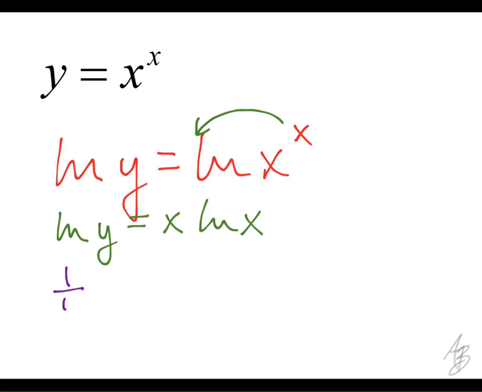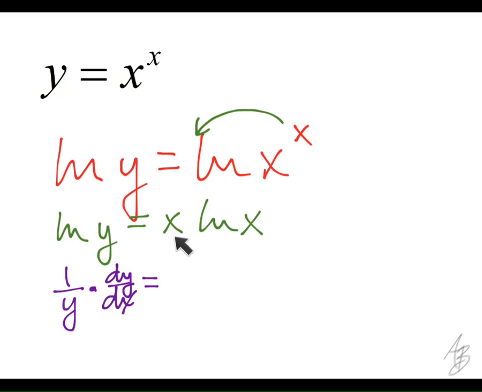It's going to be 1 over y times dy/dx. Yeah, we could throw 1 in there also if you wanted. But since we're taking the derivative of y with respect to x, we have to multiply by dy/dx. That's the key to implicit differentiation, right? And that's going to equal the derivative of this side.